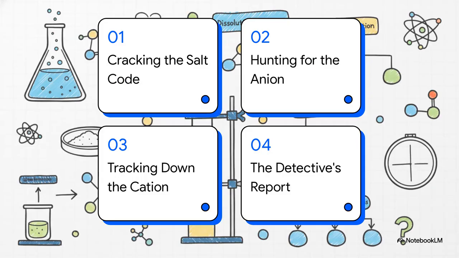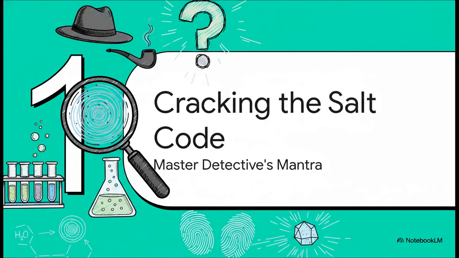All right, so here's our game plan. First, we're going to learn the master detective's mantra for cracking any case. Then we'll go on the hunt for our first suspect, the anion. After that, we'll track down its accomplice, the cation. And we'll wrap it all up by filing our final detective's report, packed with some crucial tips for your own investigations.